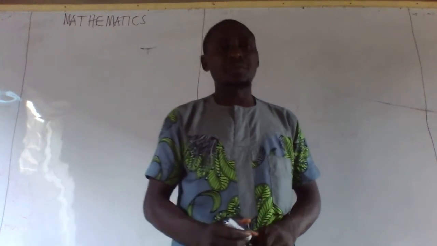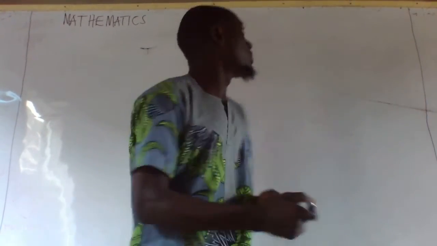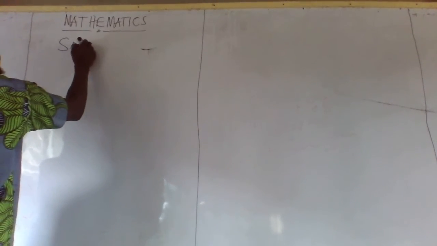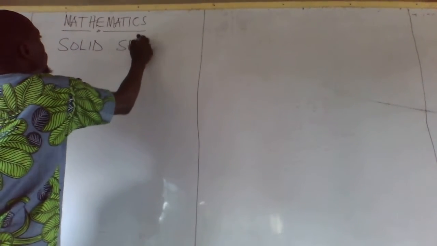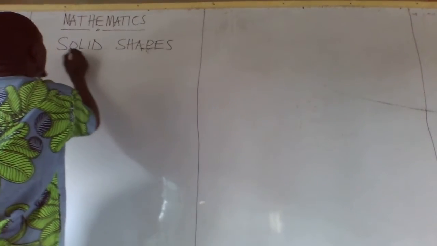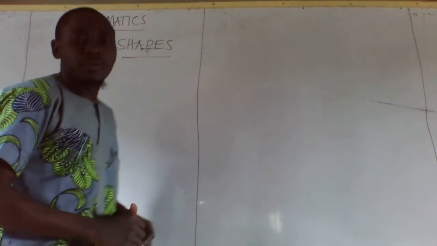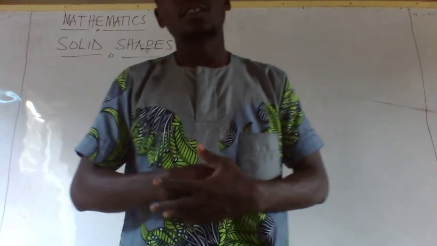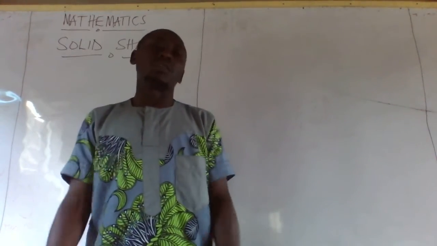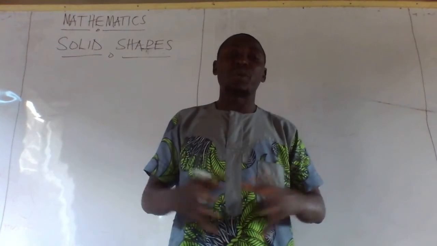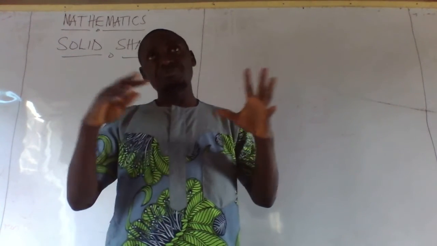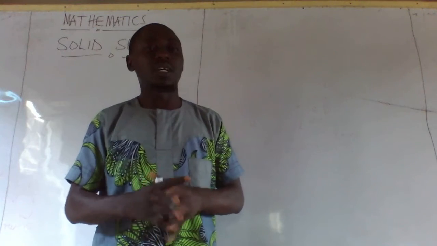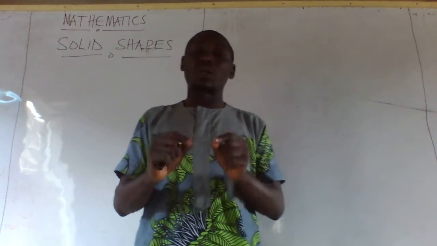Today we'll be discussing solid shapes. We have discussed in previous classes plane shapes, where we talked about square, rectangle, triangle, trapezium, some quadrilaterals and the likes. But today we'll be discussing solid shapes.